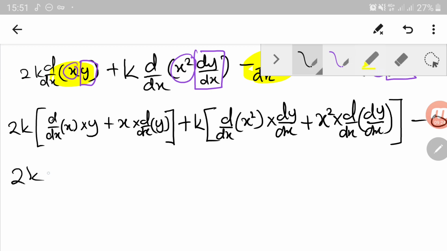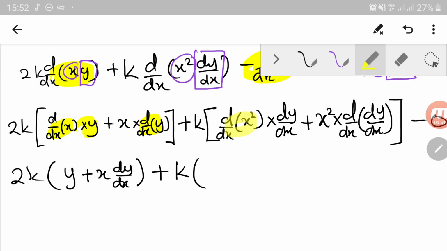So 2k bracket, d/dx of x with respect to x is 1, multiplied by y is y, plus x multiplied by the differentiation of y with respect to x, which is dy/dx. Oh my god, my dx is horrible. Close, plus k. This one is 2x multiply dy/dx.